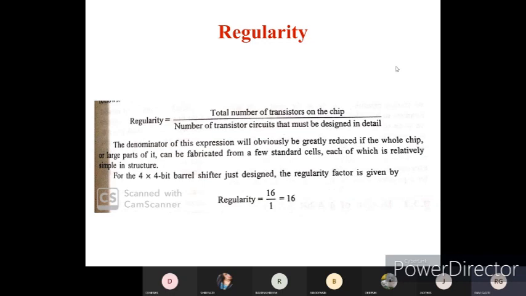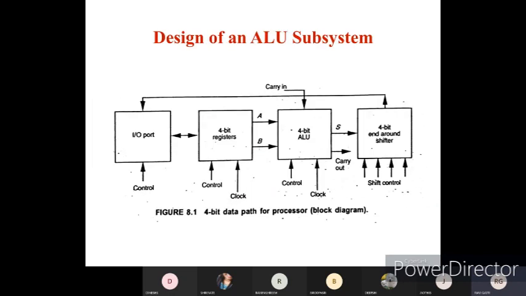See, in this case, the regularity has to be high for any VLSI circuit. Why? Because the more transistors we place in a unit area, the complexity will of course increase, but the compactness of the system will be improved. So with the compactness of the system, through this regularity parameter, we can create miniature devices with VLSI technology. Therefore, regularity plays an important role in the design, that is, the design of the 4-bit ALU subsystem.